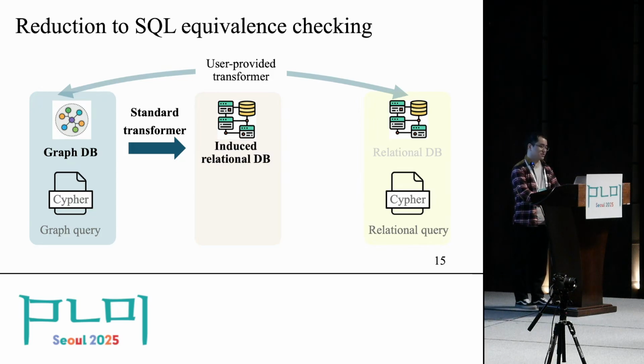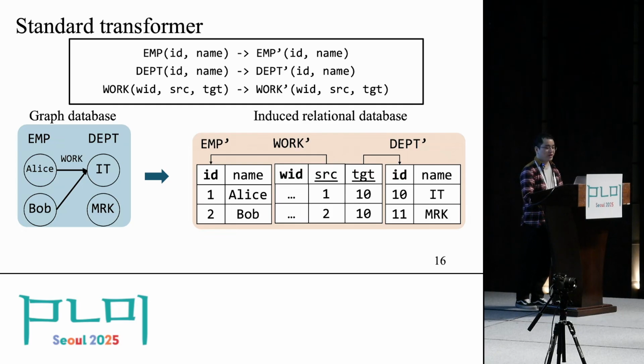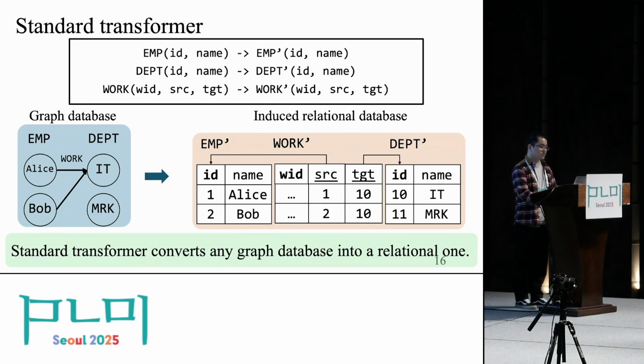Our method first automatically derives a standard transformer. It has a basic set of rules to convert nodes and edges into relational tables, where attributes become columns. Consider this a standard transformer. By applying it to the previous graph database, we can construct three induced tables corresponding to the nodes and edges in the graph. In general, the standard transformer converts any graph database into a relational one, which means our method can check equivalence for queries that conform to arbitrary schemas.